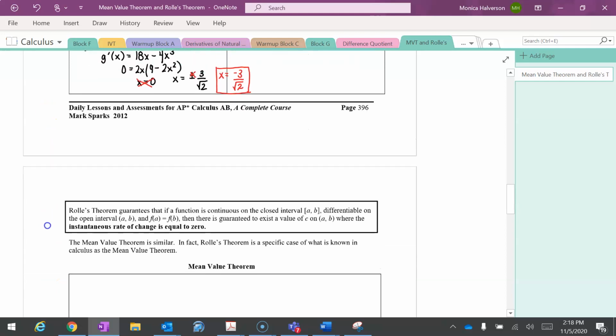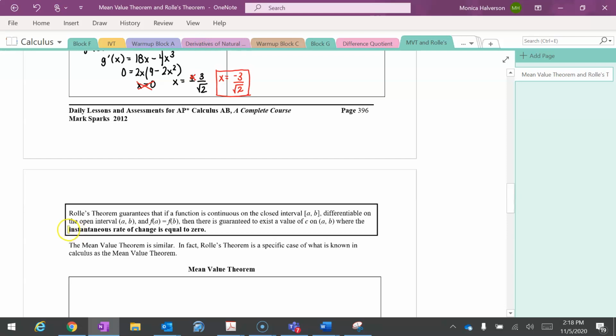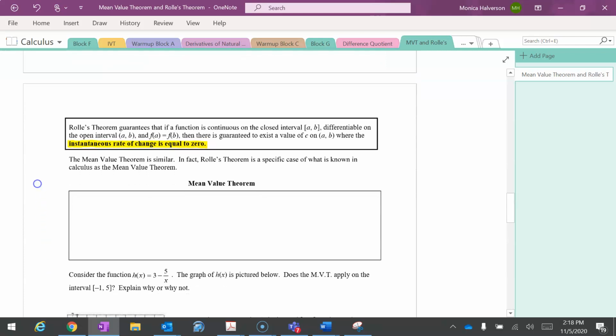Now, based off of these problems that we've been doing, we should recognize that Rolle's theorem is determining an instantaneous rate of change being equal to 0 because we're looking at the idea that it's at exactly this point that the first derivative is equal to 0. The next theorem we're going to look at is the mean value theorem. And the mean value theorem is very similar. In fact, Rolle's theorem is a specific case of the mean value theorem.